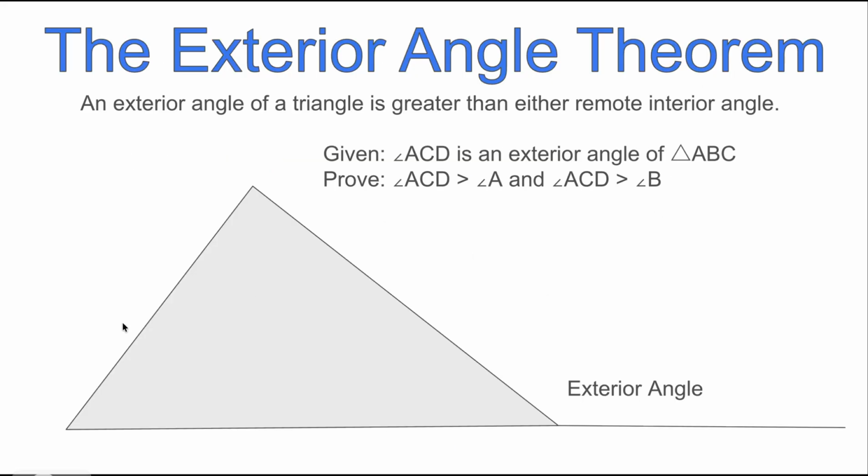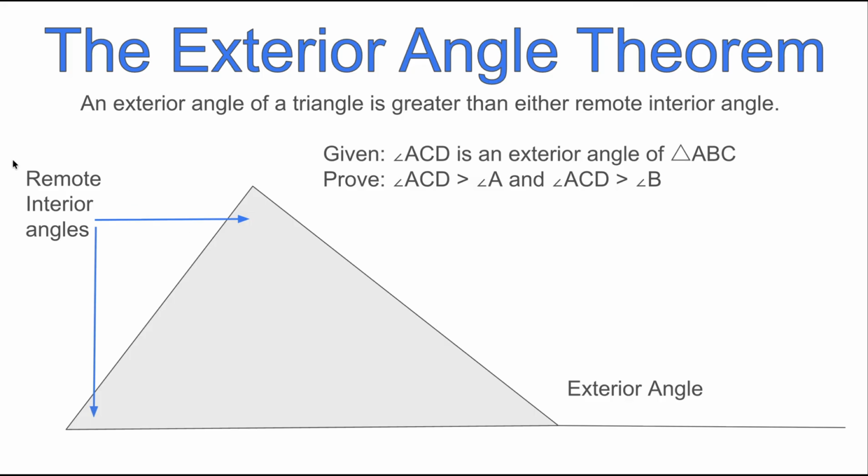The exterior angle is something that we learned this year. And the exterior angle is if we extend this side of the triangle and we create two angles that are a linear pair. This is the interior angle and this is the exterior angle. It is outside of the triangle.